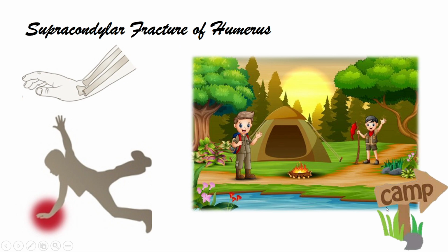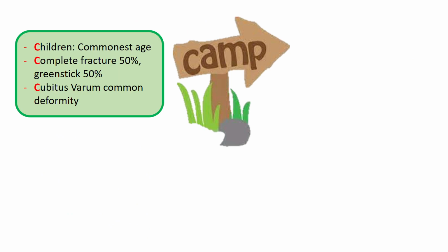These boys were camping, and the word camp will be the main mnemonic for the supracondylar fracture of the humerus. Letter C. First of all, children is the commonest age, and we have said 5 to 10 years old, especially the male gender because they are hyperkinetic. The second C, complete fracture, represents 50%, and the greenstick fracture represents the next 50%. The third C, cubitus varus, is the more common deformity. Cubitus varus is more common than cubitus valgus.